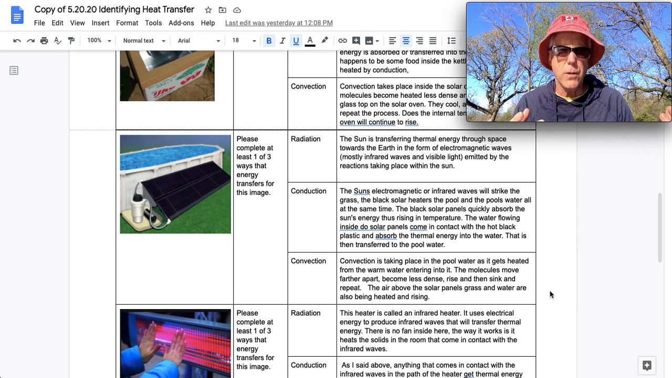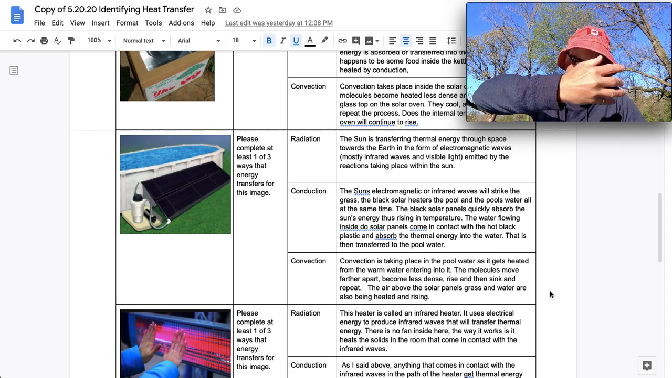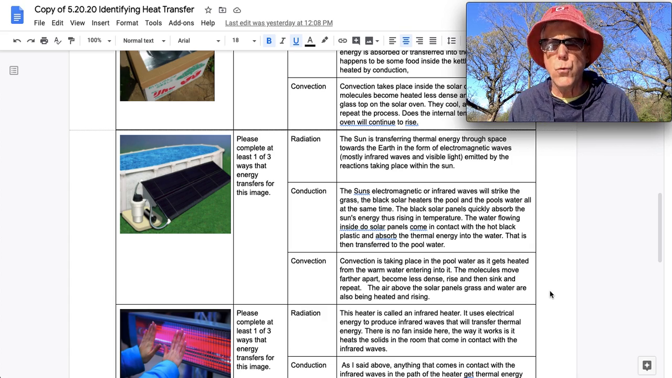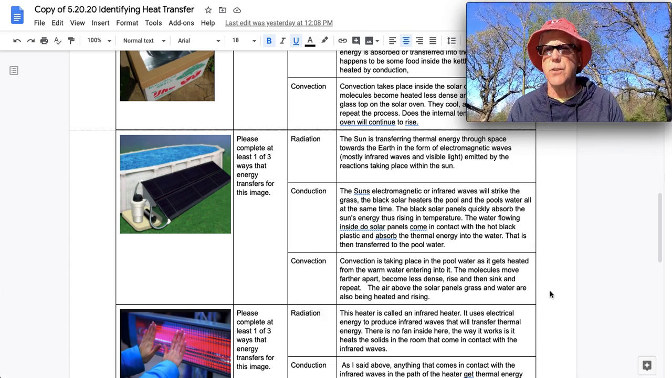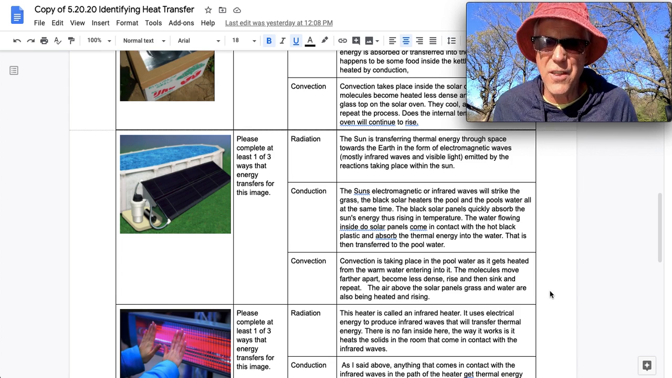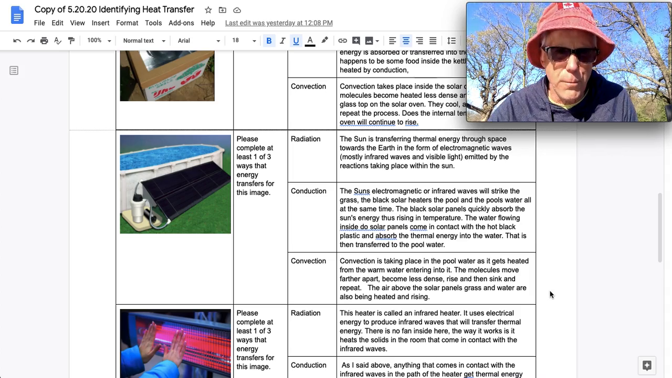Convection's taking place because the water molecules are getting heated up. They're rising, and then they cool off and they fall, and then eventually the pool will raise in temperature. On a good sunny day, I can raise the temperature in my pool, which is like 13,000 gallons, 4 or 5 degrees, which is a lot of warmth.